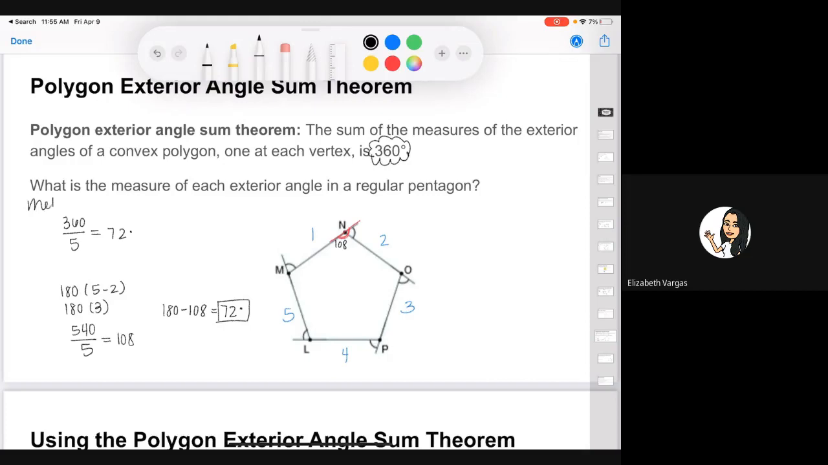So I can use method 1, which takes the total sum of my exterior angles and divides it by the number of sides, or I can use method 2, where I find the interior angle of this regular polygon. All of them will be the same because it's a regular polygon. Regular polygons are equiangular. And then work backwards to solve for my missing exterior angle. If the exterior and the interior form a straight line, they're equal to 180, so the sum would be 180. So you're just solving for that missing angle, which is 72.